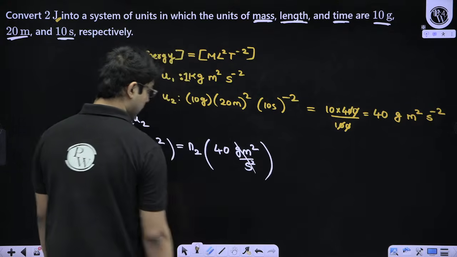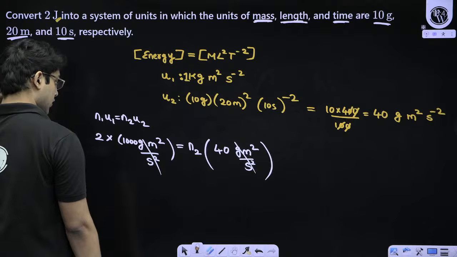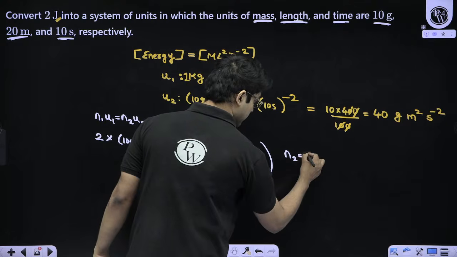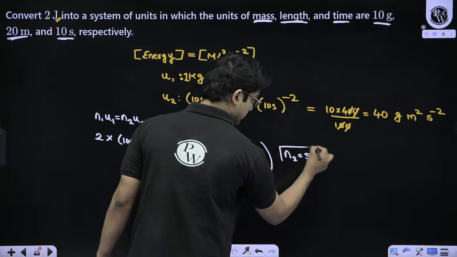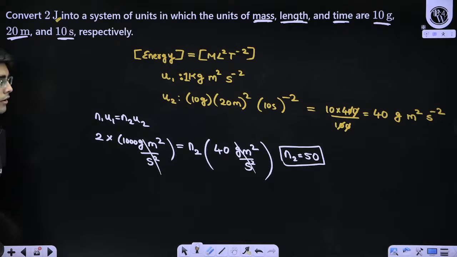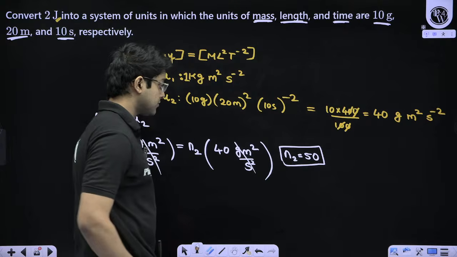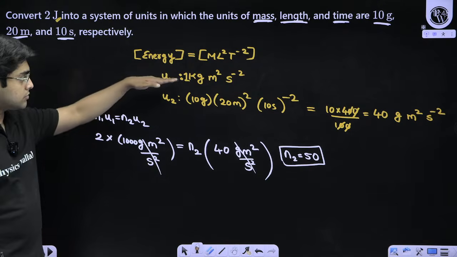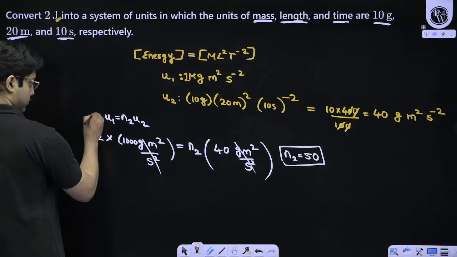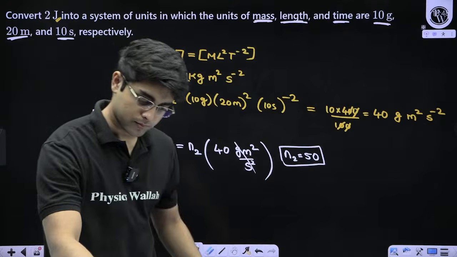So now cancel the unit part. So N2 comes out to be 200 divided by 4, which is 50. N2 comes out to be 50. So in the new unit system, the numerical part is 50. Okay. So that is it. This 50 is the answer. So unit conversion problems, first find the units, okay, and then apply N1 U1 equal to N2 U2. For finding units, use dimensional analysis. That's all you have to do.